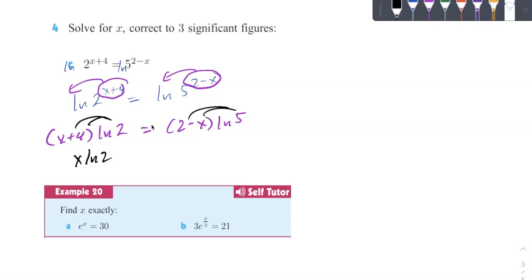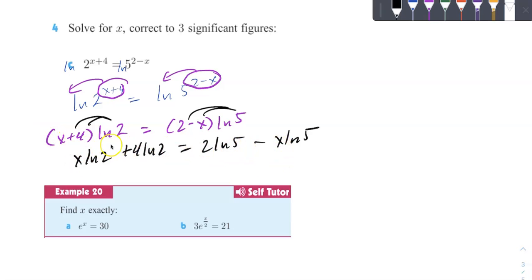So I get x natural log of 2 plus 4 natural log of 2 equals 2 natural log of 5 minus x times natural log of 5. So we took natural log of both sides, moved this to the front, distributed this to both of them, and I get this. Now what happens here, we have an x on both sides.